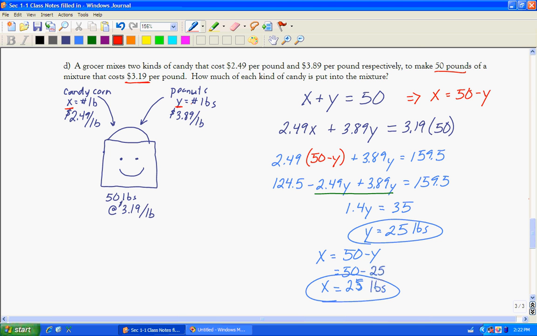If you've ever tried it, candy corn and peanuts, try those together. That tastes like a Payday candy bar. I don't know, just a side note there.